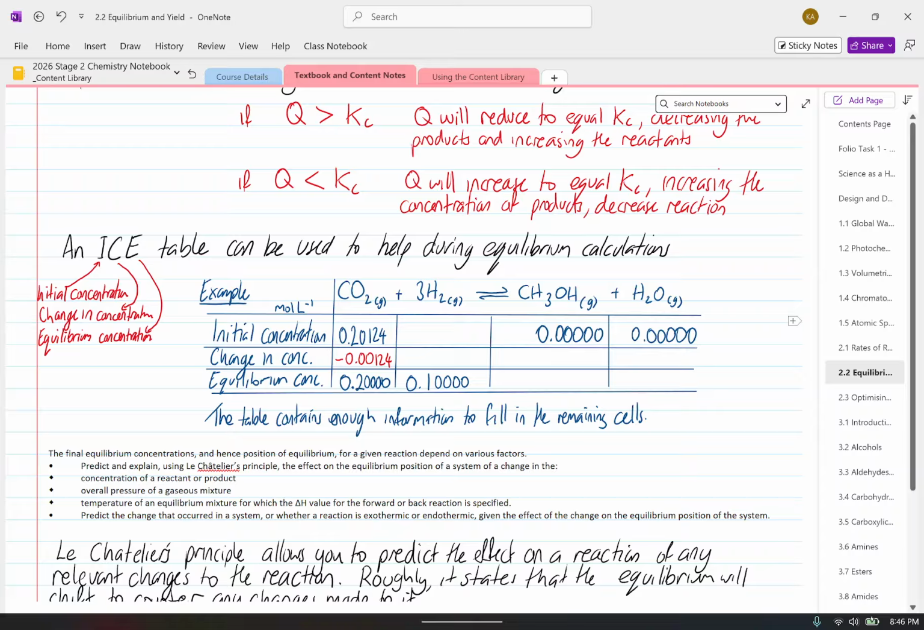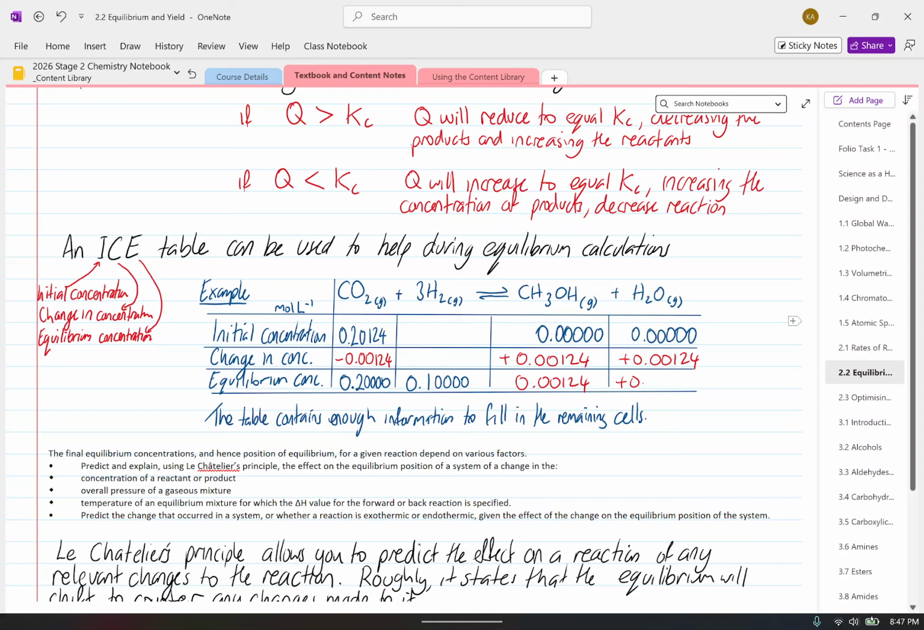That means this will be plus 0.00124, and this will be plus 0.00124. Both of these will increase by the same ratio, because the stoichiometric coefficients are the same. If we started with 0 of our methanol and water, then this is fairly straightforward. We end up with 0.00124 because we increase from 0 by that much. It's exactly the same for this one here.